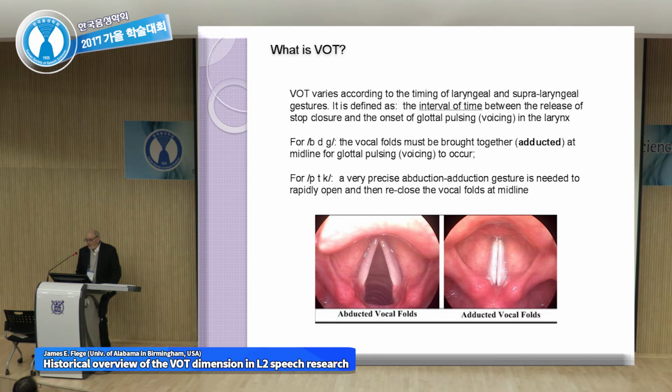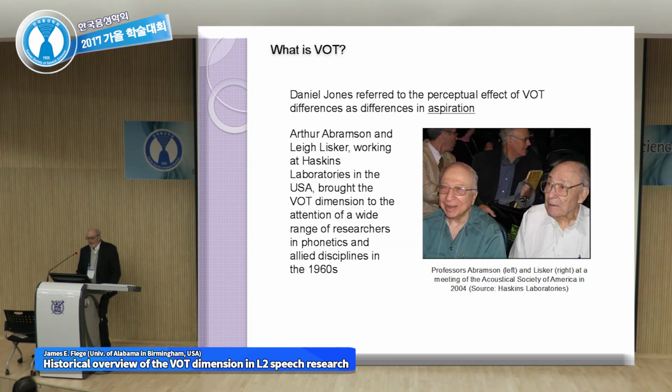For bodaga, the vocal folds must be brought together, adducted, at midline for glottal pulsing to occur. For the voiceless stops, at least this is true for English, a very precise abduction gesture is needed to rapidly open and then reclose the vocal folds at midline. Daniel Jones referred to the perceptual effect of VOT differences as differences in aspiration.